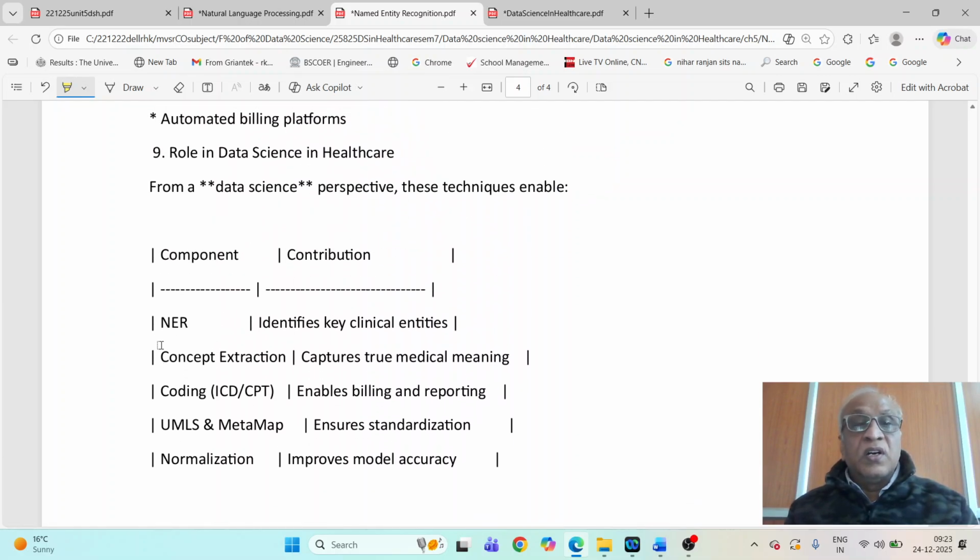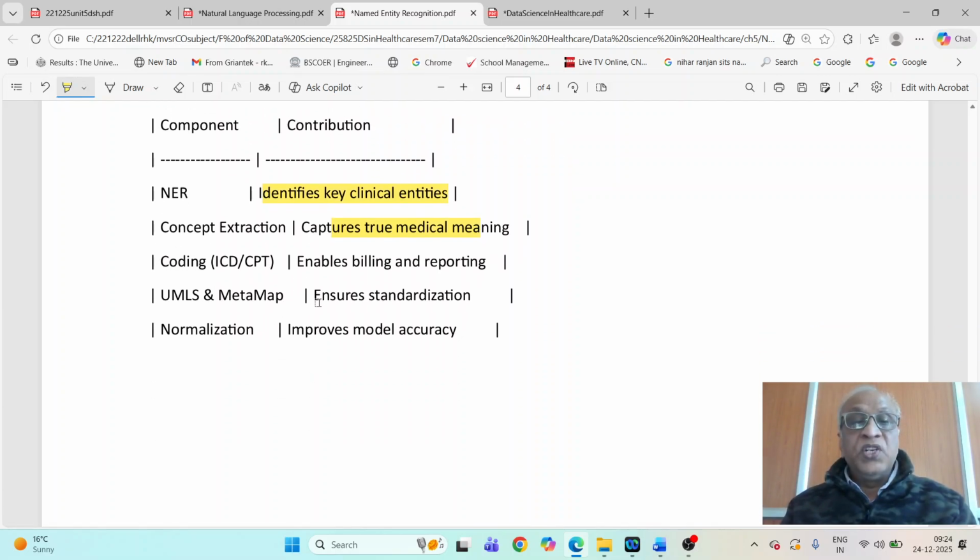So if you look at the contribution of each: NER is used for identifying clinical entities. Concept extraction captures true meaning. Coding enables billing and reporting. UMLS and MetaMap ensure standardization. Normalization improves model accuracy.